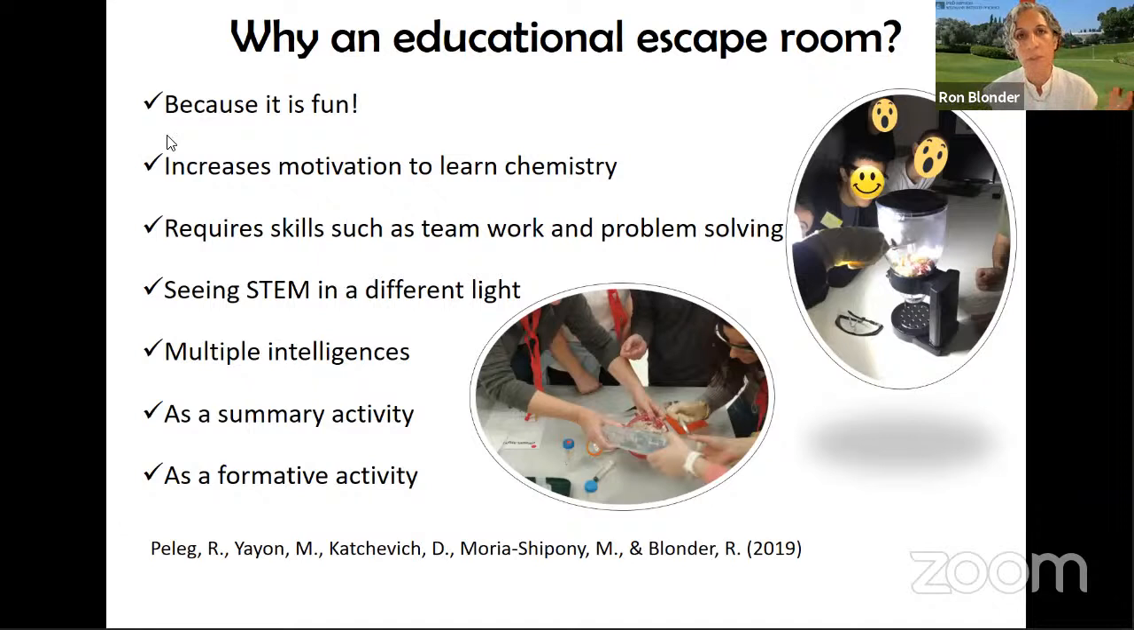Usually, we use the escape room as a summary. We teach a subject, the teacher teaches a subject in chemistry, and then she brings the escape room to summarize the topic. But students can also find this activity as a formative assessment, because during the activity, they are able to realize what they better understand, what they master, what they still don't master, and they can further study it.